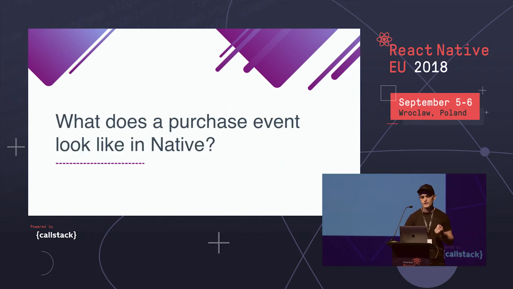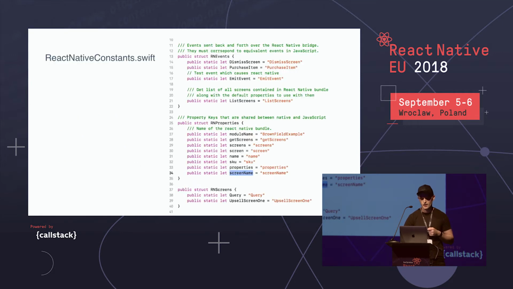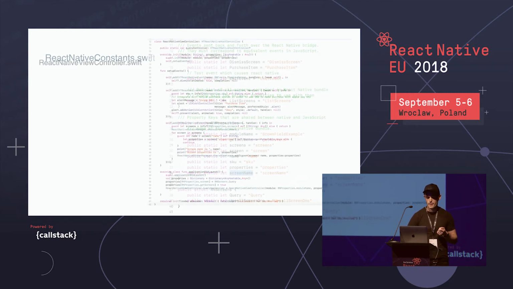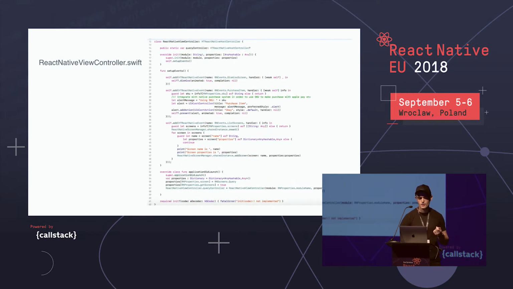So what does a purchase event look like in native code? Once again, we have a series of const values, and so we have in ORM events a dismiss screen string and a purchase item string. In the React Native view controller that's hosting this, we have a function that sets up all of the events. What this is doing is associating a callback function with a particular string. And when the bridge sends over the event, we are going to process these events here.